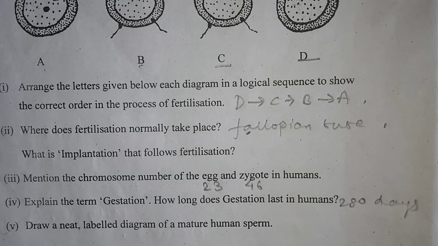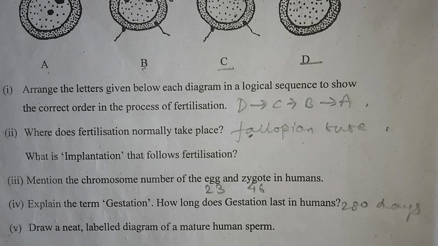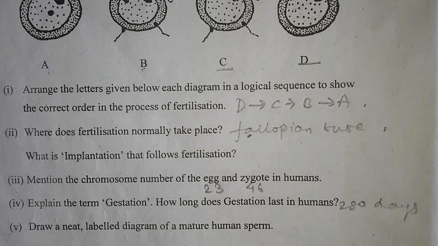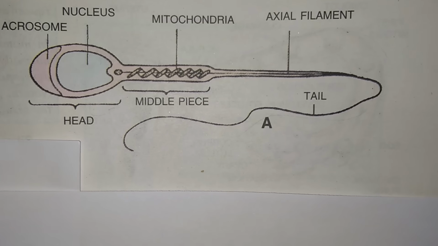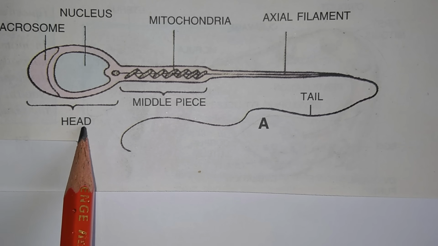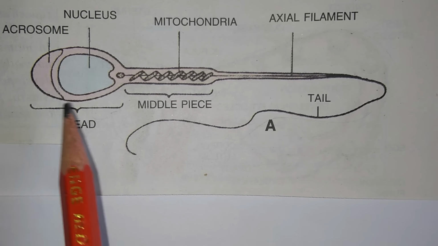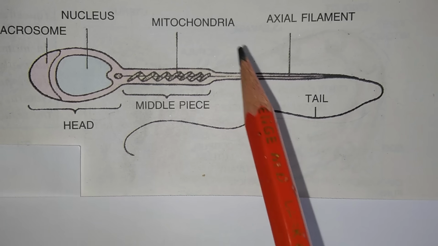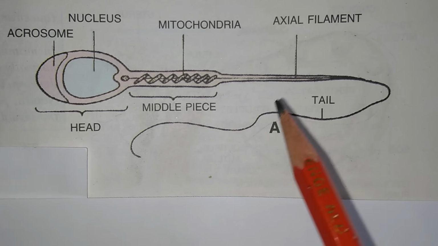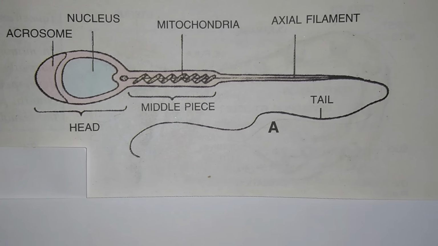Number 5 is you have to draw a neat labelled diagram of a mature human sperm. Well, this is a human sperm. It is divided into 3 sections. It is called the head. This is the middle piece, and this is the tail, right? The head contains the acrosome and nucleus. The mitochondria is in the middle piece, and the axial filament lies in the tail part.